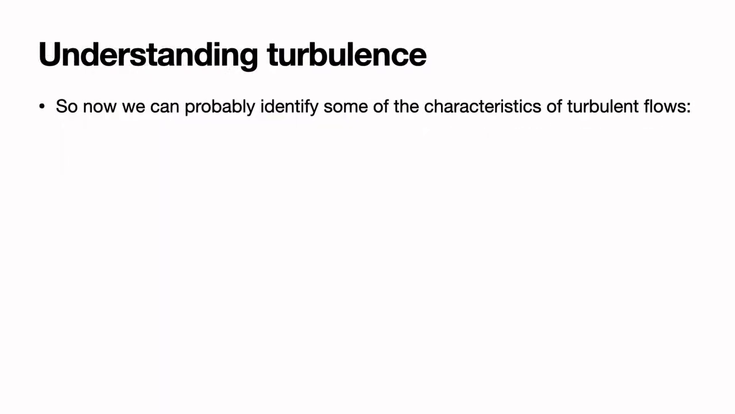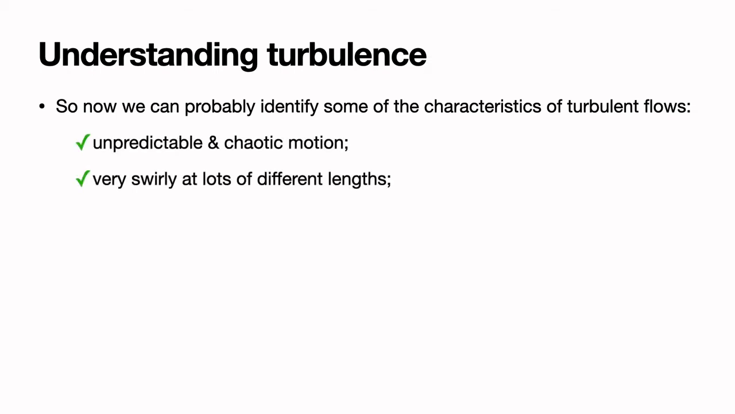So now we can probably identify some of the characteristics of turbulent flows. We know they're unpredictable, we know they're chaotic, we know they're really swirly at lots of different length scales. We know there's some diffusion going on, and we know that we need constant energy to sustain that, because if we didn't put any energy in, it can't go through our cascade to eventually dissipate. If we don't put energy into the system, eventually all of the turbulence decays and we just end up with a completely stationary fluid.